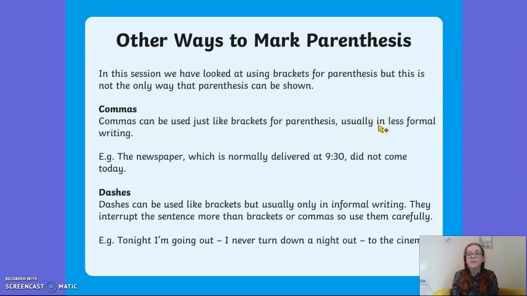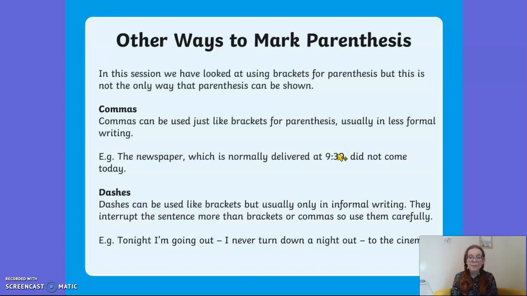Okay, so there are other ways to mark parenthesis. There are other ways in which we can do it without using a pair of brackets. You can use commas. Commas can be used just like brackets for parenthesis, usually in less formal writing. For example, the newspaper, which is normally delivered at 9:30, did not come today. And you eagle-eyed Year 5s probably spotted that this was an embedded clause. So as well as being a parenthesis, it's an embedded clause with our comma sandwich in the middle there. So a parenthesis can be a relative clause as well.